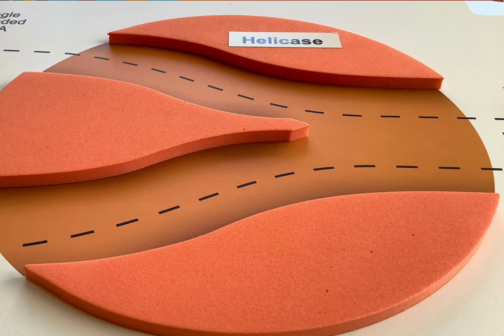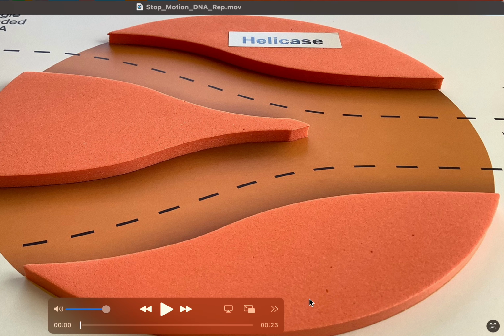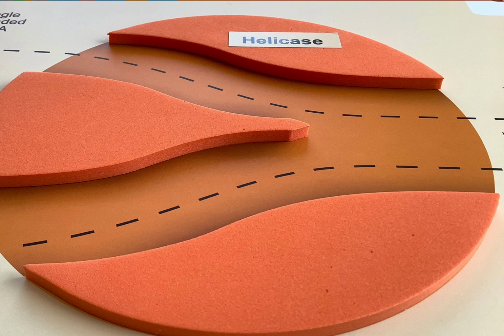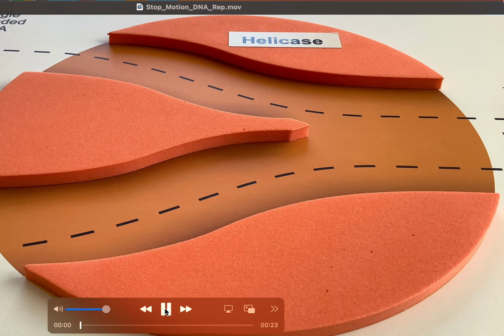In this video, we're going to be looking at a stop motion that is going to show DNA replication. To start, we're going to use the enzyme helicase, and this is going to break the hydrogen bonds between the base pairs in your DNA molecule. It's going to make it into 2 strands. So let's watch this.